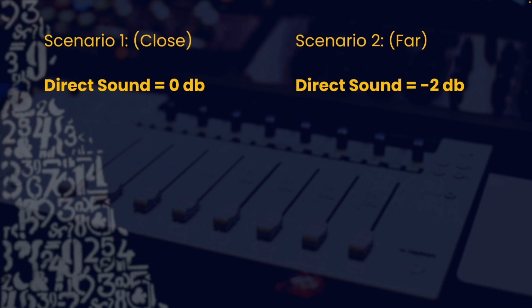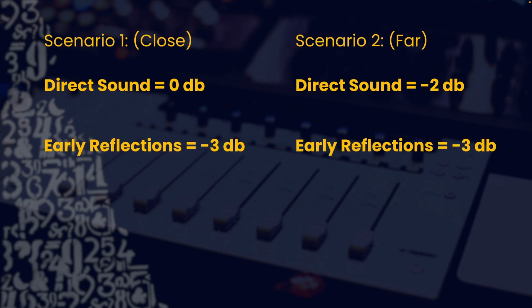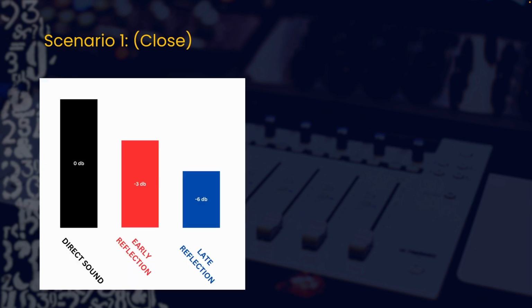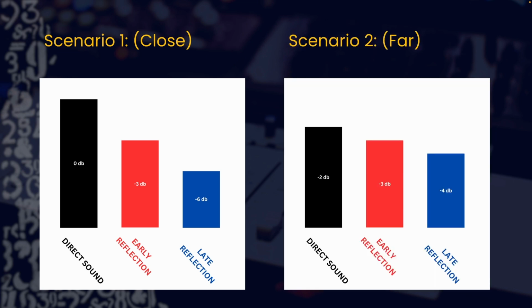So the direct sound, 0 decibels when it's close, further, it's a little bit quieter. Early reflections, about the same. Late reflections, again, a little bit louder in scenario 2 when it's far away because they don't have to travel as far comparatively to the direct sound. So when we graph these out, you can see that the close section has obviously a pretty good drop off between the direct sound, early reflection, and also the late reflection. Scenario 2 has less of a drop off, but we also start a little bit lower than that.